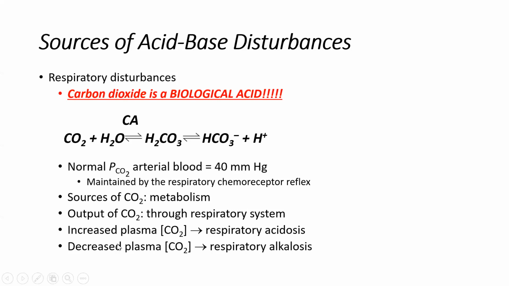And so if we increase our plasma CO2, we're going to be in a state of respiratory acidosis, holding on to that acid or that CO2. And if we decrease our plasma CO2, we're going to be in a state of respiratory alkalosis, which is losing too much of that acid and putting us into an alkalotic state.